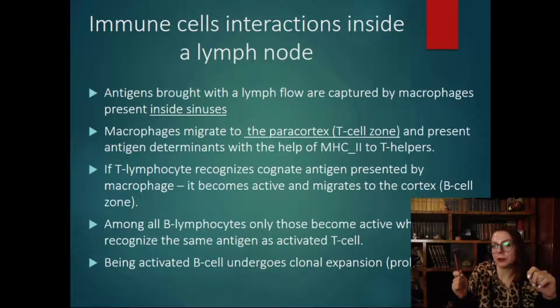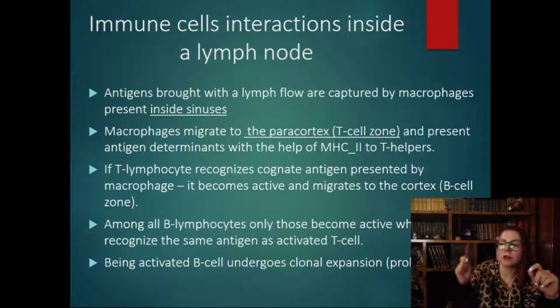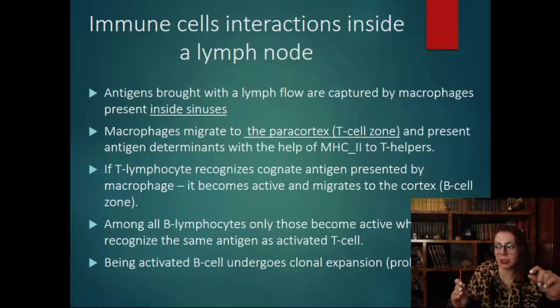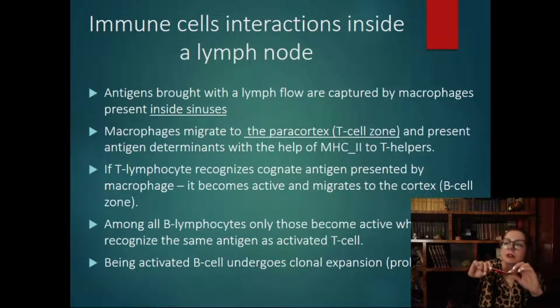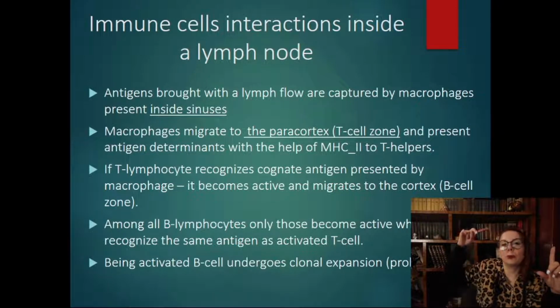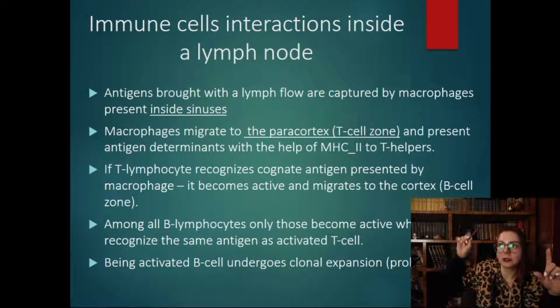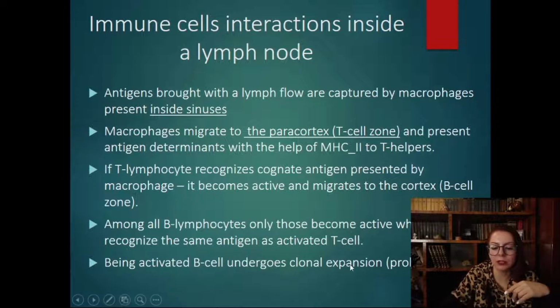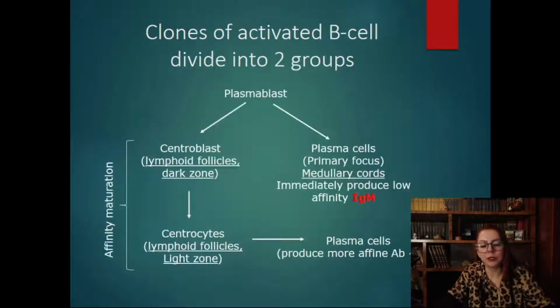First, the macrophage captures the antigen. After that, in the paracortex, it looks for the proper T cell, activating only the proper T cell with its T cell receptor fit for this particular antigen. After that, this T cell increases in number, migrates to the cortex, where it looks for the proper B cell. And if the proper B cell is found, it also increases in number, and then it undergoes clonal expansion, it proliferates. And now let's look at what happens further.